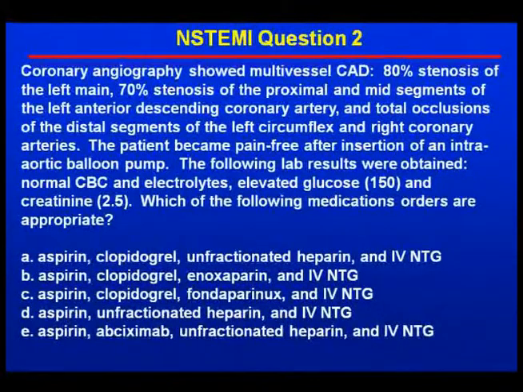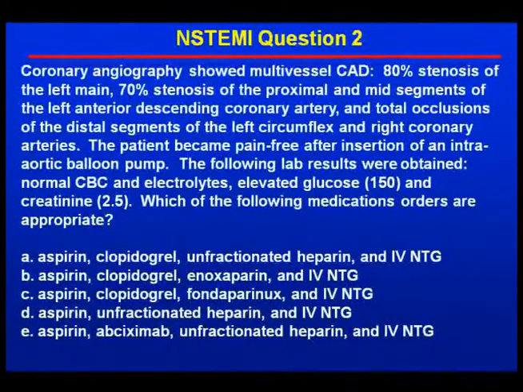Coronary angiography showed multivessel coronary artery disease in the patient that I showed you earlier. There was an 80% stenosis of the left main coronary artery, 70% stenosis of the proximal and mid segments of the left anterior descending, and total occlusions of the distal segments of the circumflex and right coronary artery. The patient became pain-free after an intra-aortic balloon pump was inserted. The lab results showed a normal CBC and electrolytes, an elevated glucose, and an elevated creatinine. So the question is, which medications are appropriate?